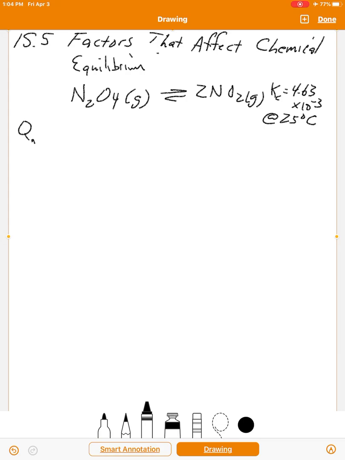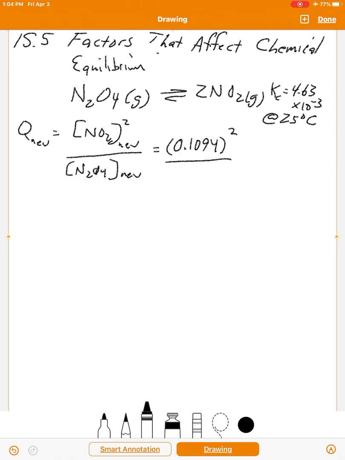So Q, I'll call it Q new. Again, it's the concentration of NO2 squared, our new concentration, divided by the concentration of N2O4, our new concentration. So our new concentration is 0.1094. We're going to square that, and then divide that by 1.286. Remember, units are gone. And here's what we get: 9.31 times 10 to the minus 3.